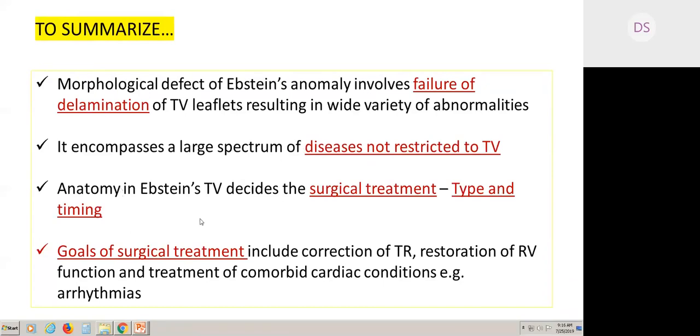What is the goal of surgical treatment in Ebstein's is important, because we can never give the child a normal tricuspid valve in RV, because it's primarily an RV cardiomyopathy. So the whole aim is to reduce the amount of tricuspid regurgitation, restore the tricuspid valve function, and treat comorbidities like arrhythmias. Thank you so much.